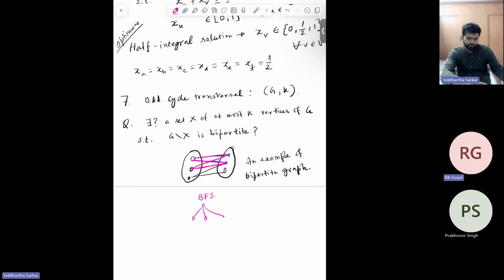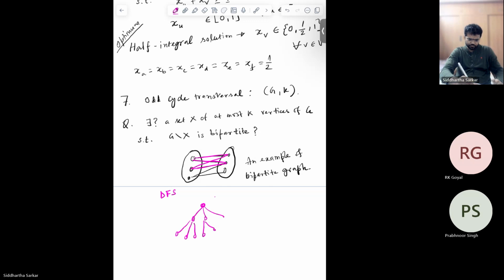Let's do DFS. If you have been given a graph and you want to check whether it is bipartite or not, you start doing depth first traversal from any arbitrary vertex. So you will get a DFS tree.